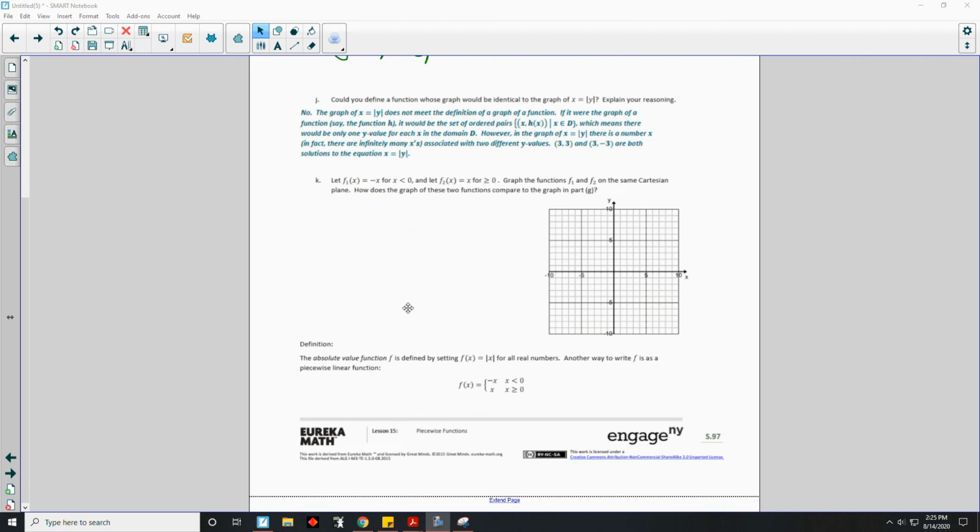Part K. Let f sub 1 of x equal negative x for x that are less than 0, or you can just say for x's that are negative. And let f sub 2 of x equal x for x's that are positive or equal to 0. So greater than or equal to 0 means positive numbers, but including 0. So graph the function f1 and f2 on the same Cartesian plane. How does the graph of these two functions compare to the graph in part G?